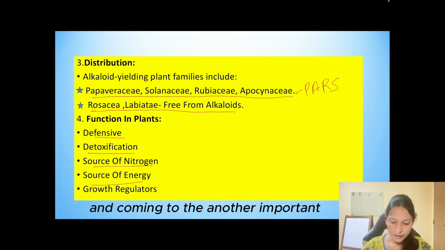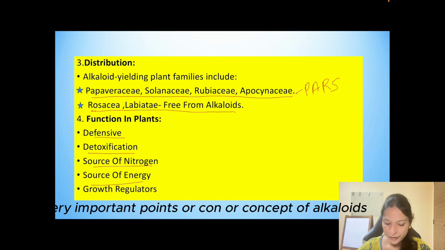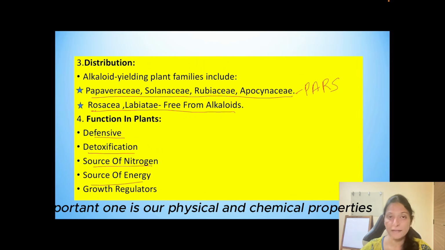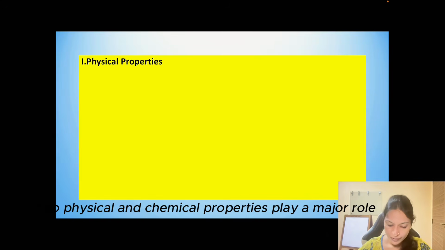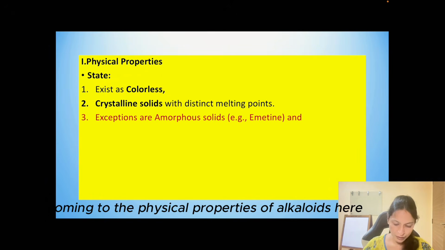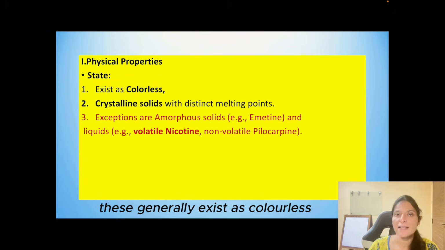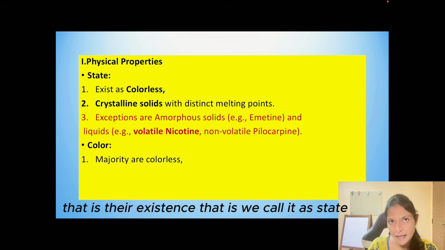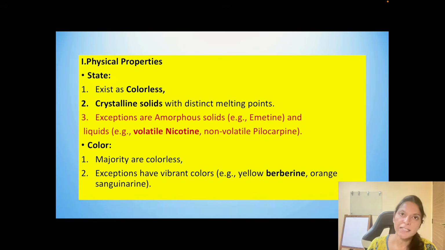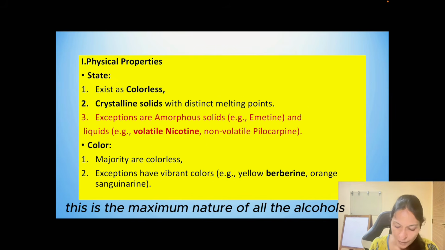And coming to another very important concept of alkaloids, the main important one is their physical and chemical properties. As we have seen in glycosides, here also physical and chemical properties play a major role. Coming to the physical properties of alkaloids, these are colorless in nature. In which state are they found? Generally, alkaloids are found as colorless crystalline solids. Okay, this is the nature of most alkaloids.